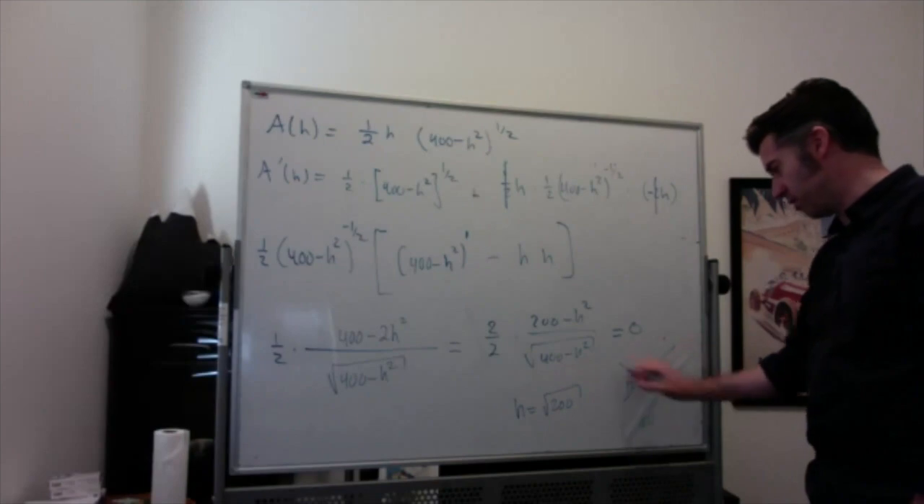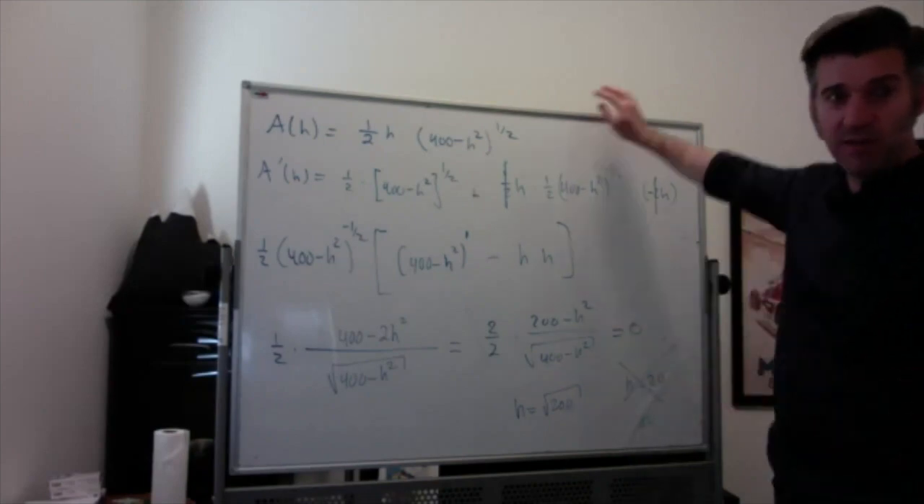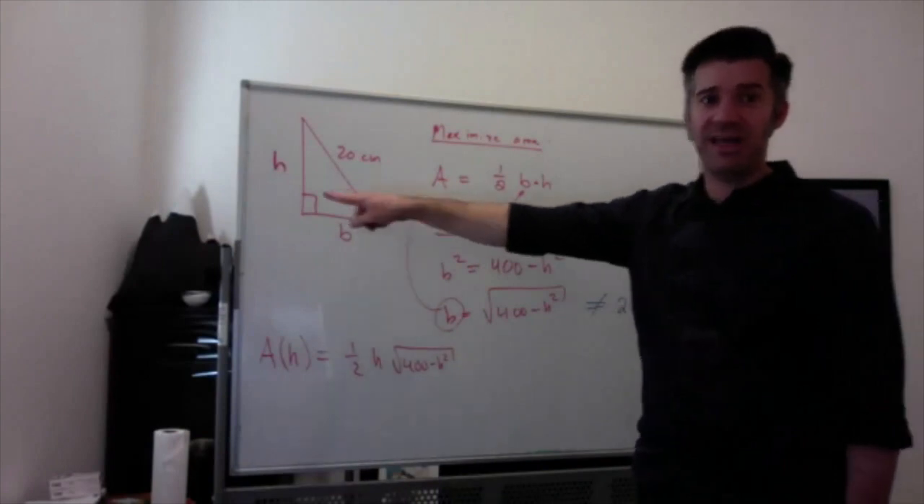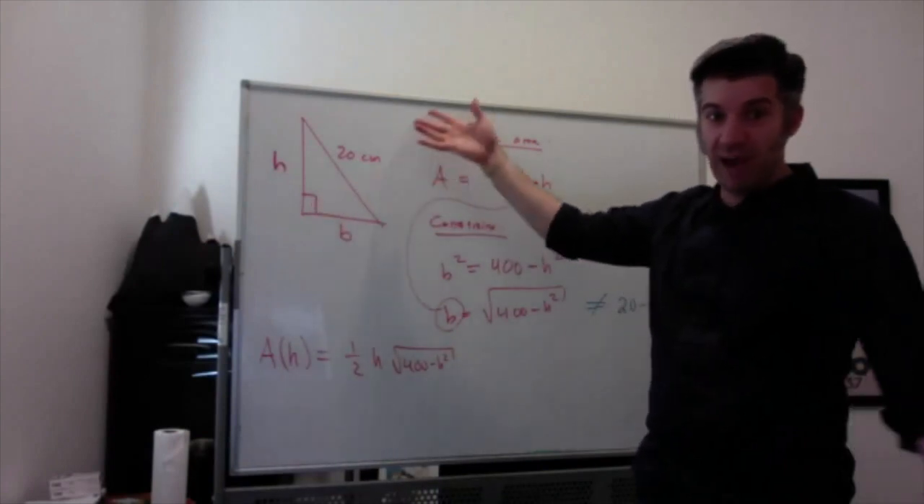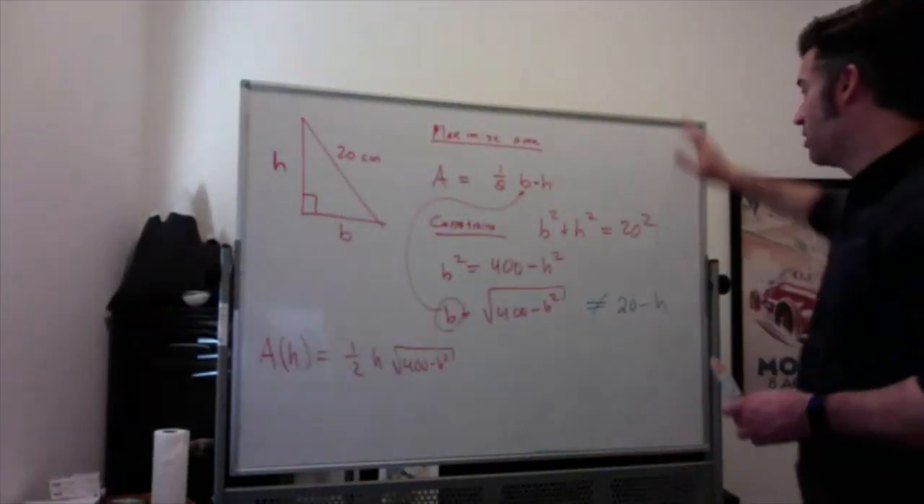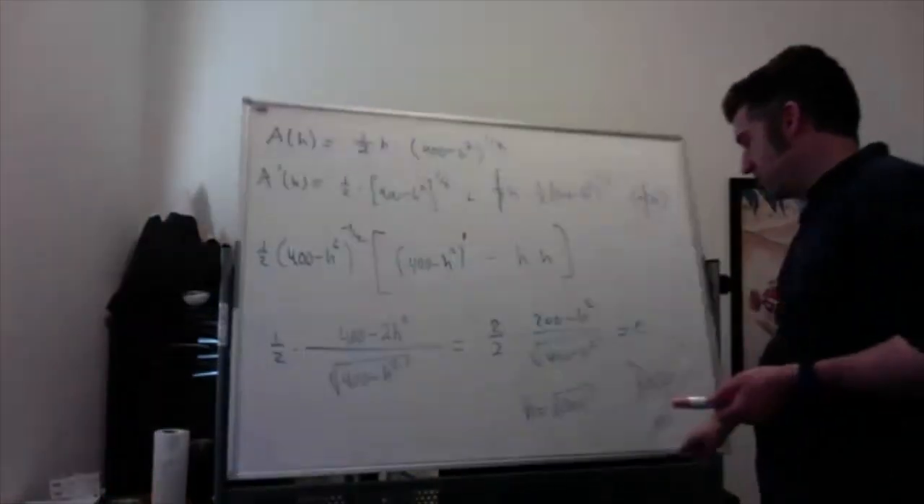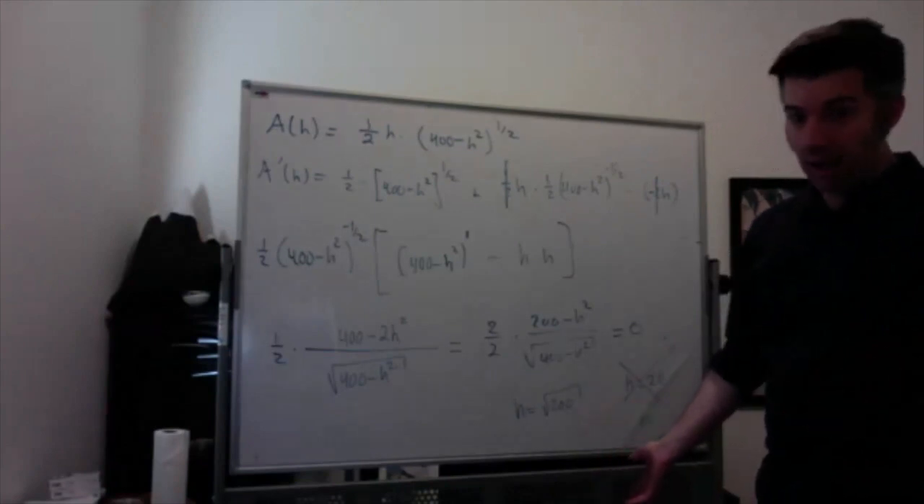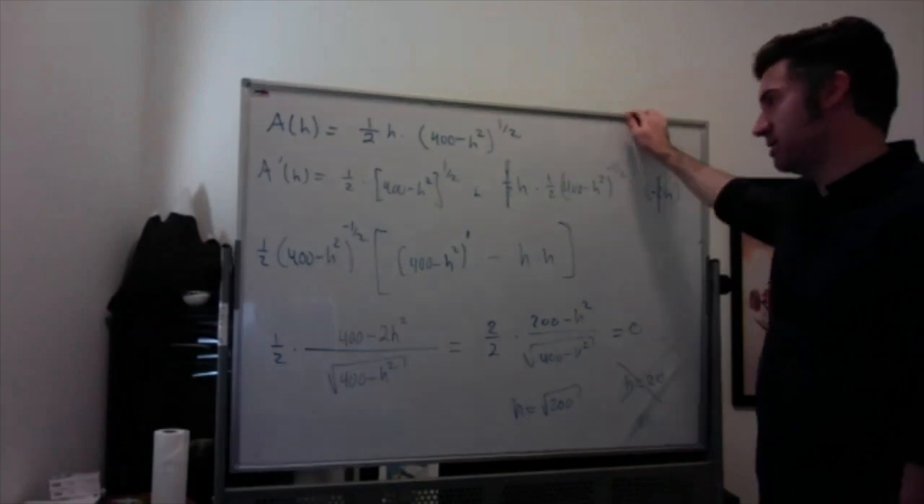That already is terrible. The reason h can't be 20 is that I've got a right triangle. The height can't be the same as the hypotenuse. Not possible. At least not if you want to have a triangle. So h is the square root of 200. Is it a maximum? Well, I don't know. So I can test to see if it's a maximum.